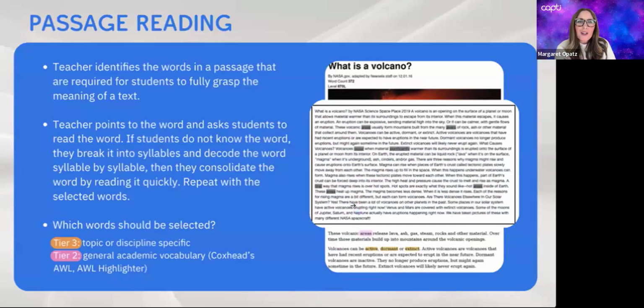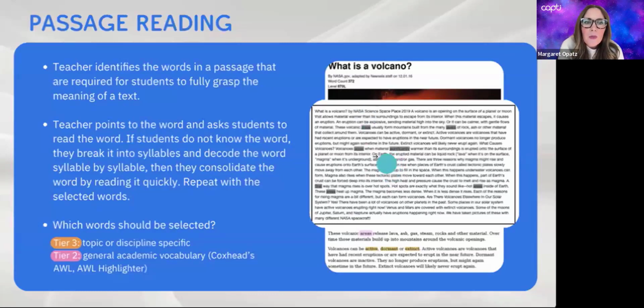And this is really helpful because then you know which words students need to know for that general academic vocabulary. So instead of having to cross-reference that list, you can just look at what's highlighted here and then determine which words students really need to know. So this was for about a 5th grade text.